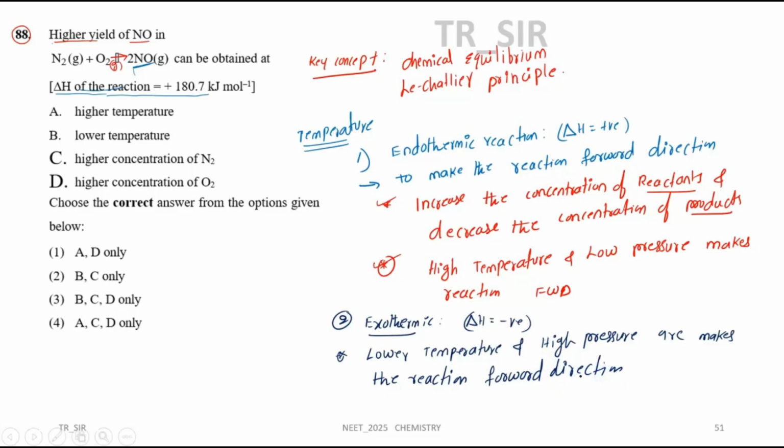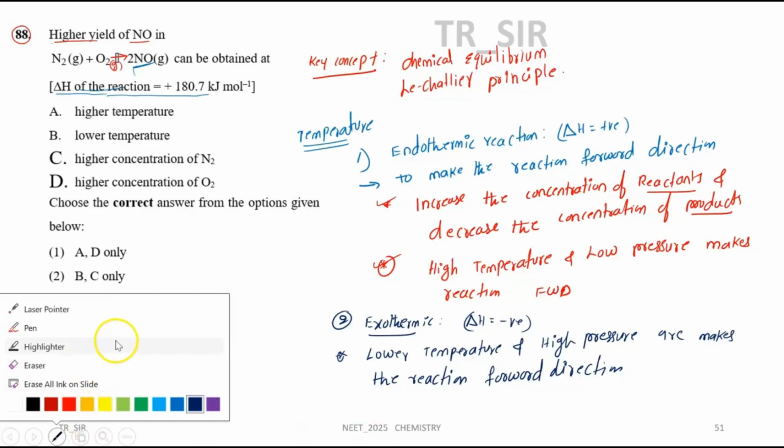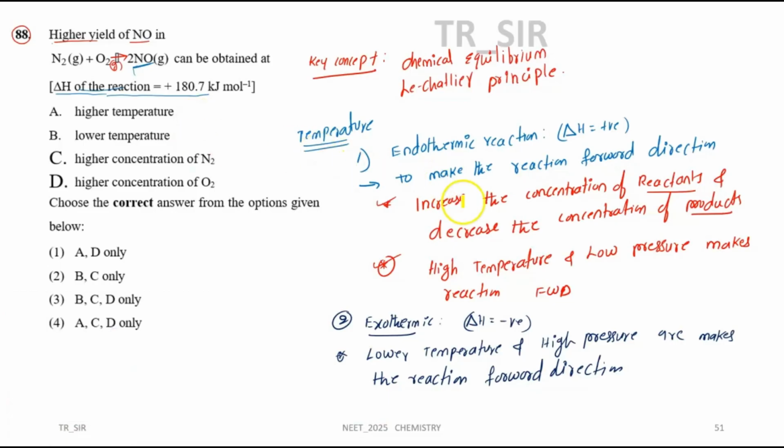Now, in the given question, we require the reaction to go in the forward direction. For that we require high temperature and low pressure. Along with that, we should also increase the concentration of reactant and decrease the concentration of products. The first statement is high temperature required. Second, N2 is the reactant, right? So we also have to increase the concentration of reactant, that is N2, as well as O2.